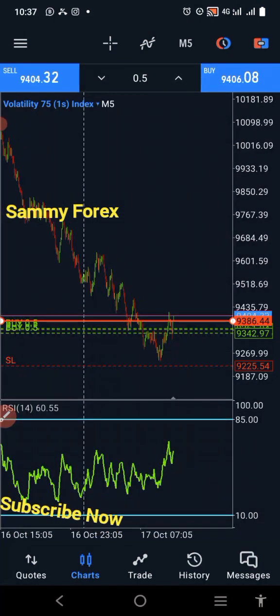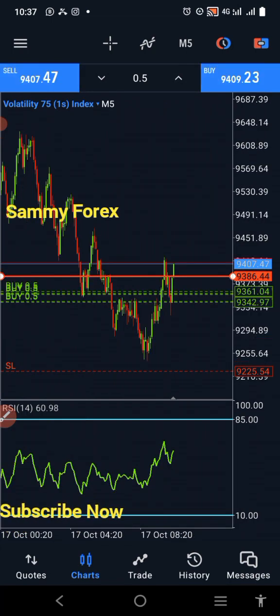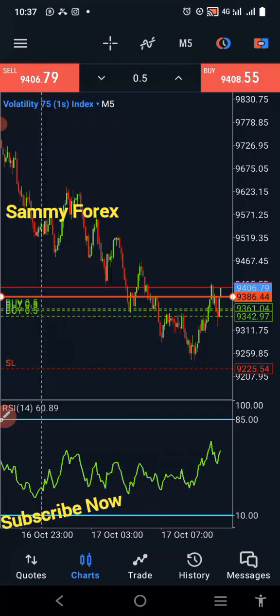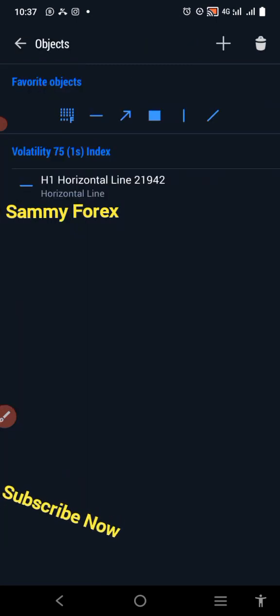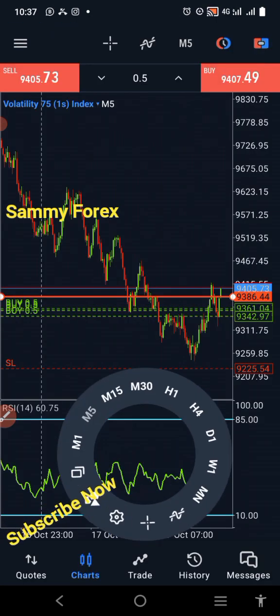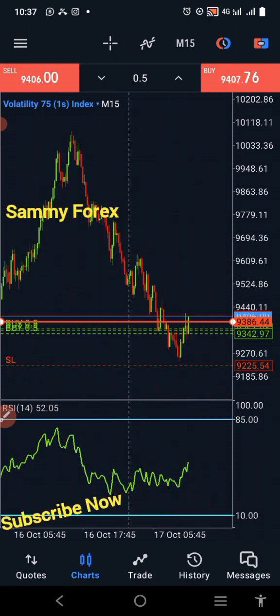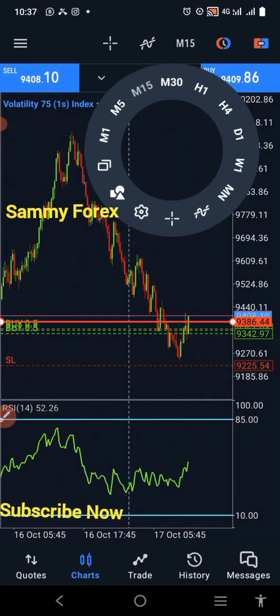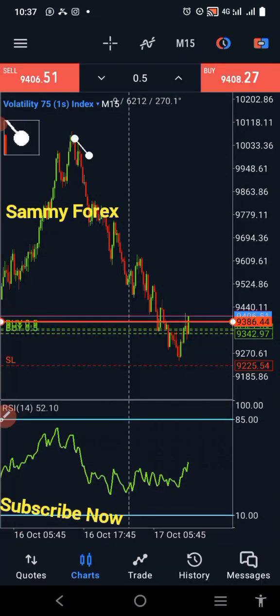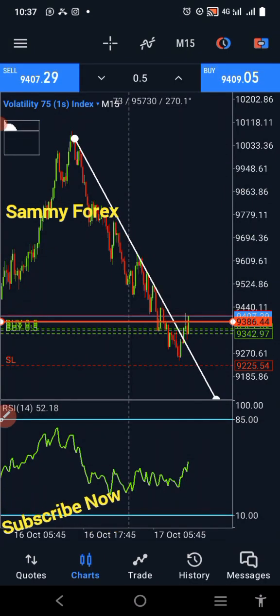There was a divergence as well, an early divergence on the smaller time frame, which happens to be the 5 minutes time frame. But before I get to the 5 minute time frame, see what I normally do. Price was trending down here. You can see how price was trending very well to the downside.